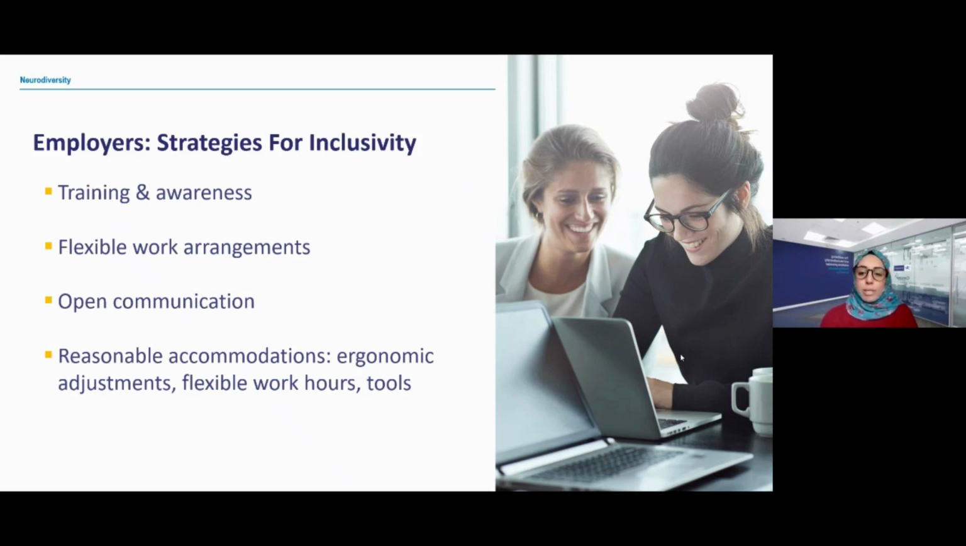So, as employers, embracing strategies for inclusivity not only contributes to a more compassionate work environment, but it can also tap into the unique talents and perspectives that neurodivergent individuals bring to the table. And at the end of the day, the goal is to create a workplace where everyone, regardless of their neurodiversity, can thrive and contribute more meaningfully.